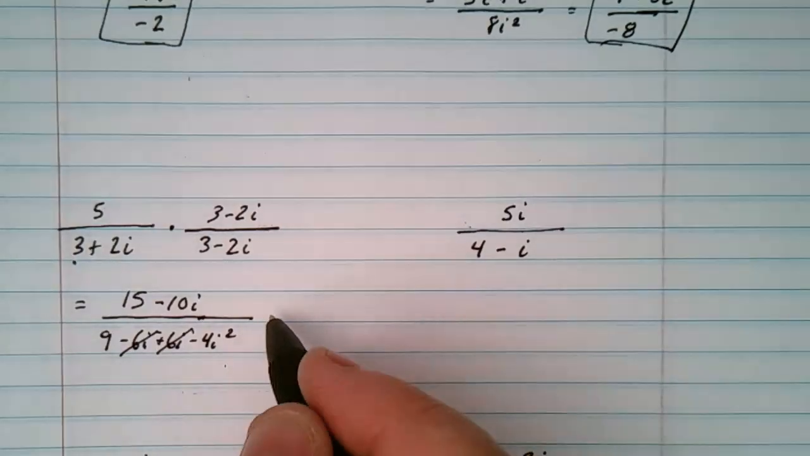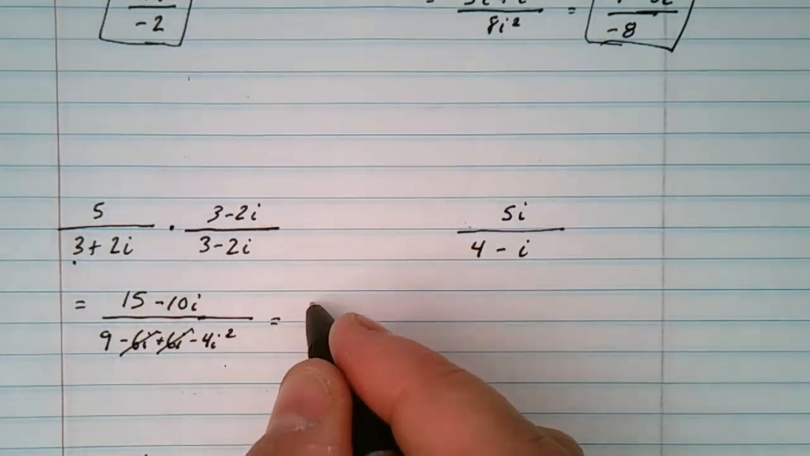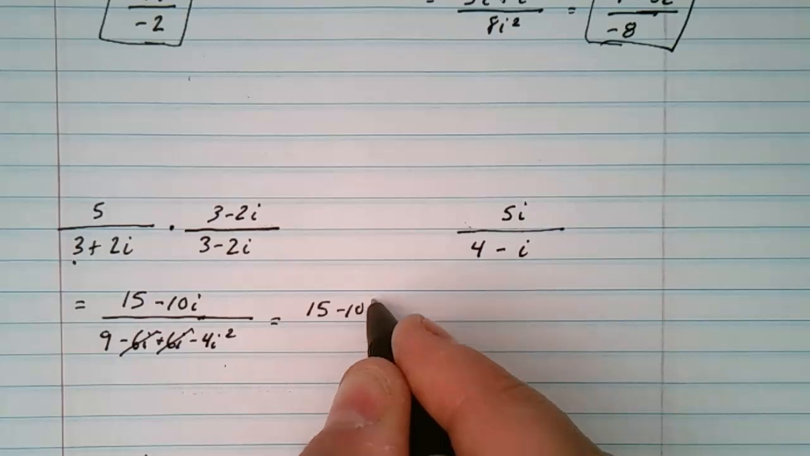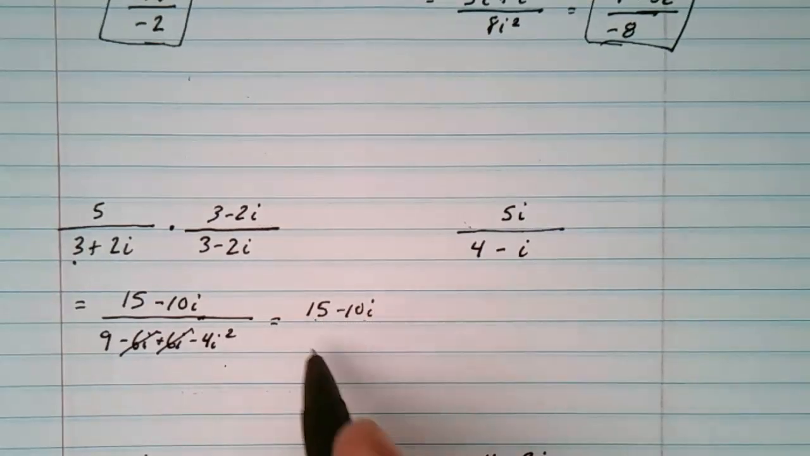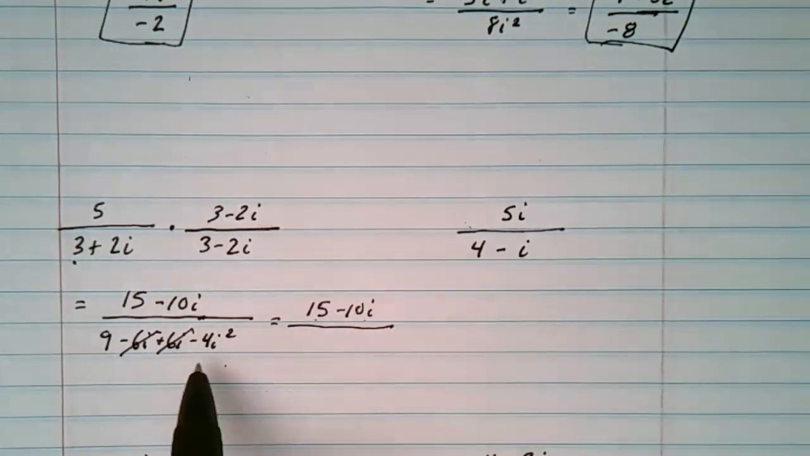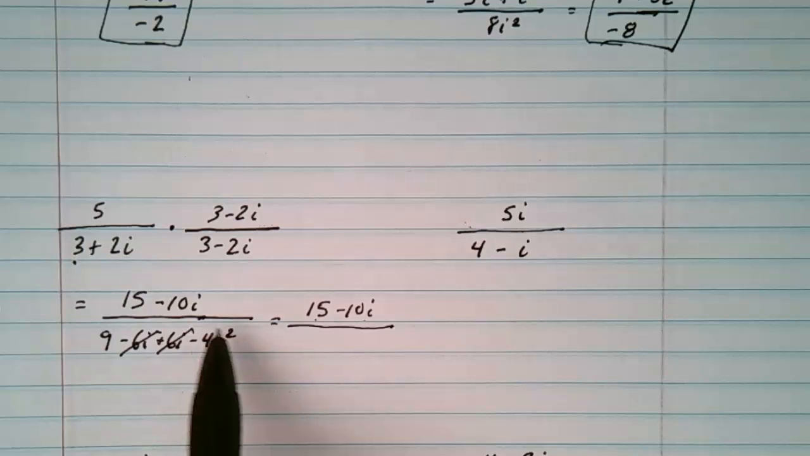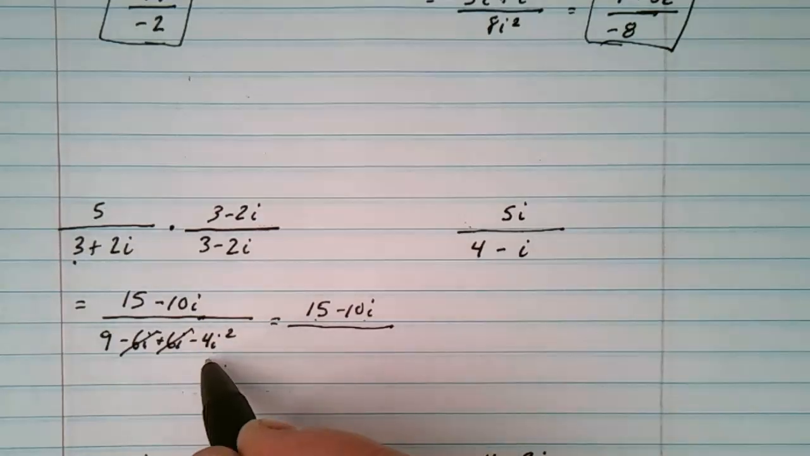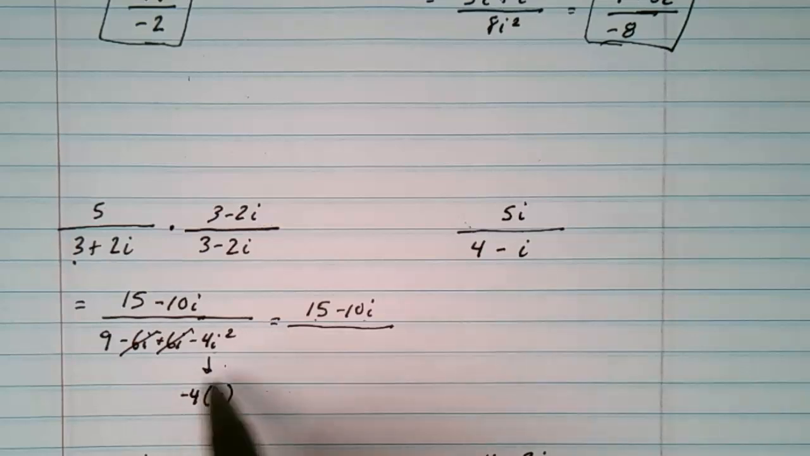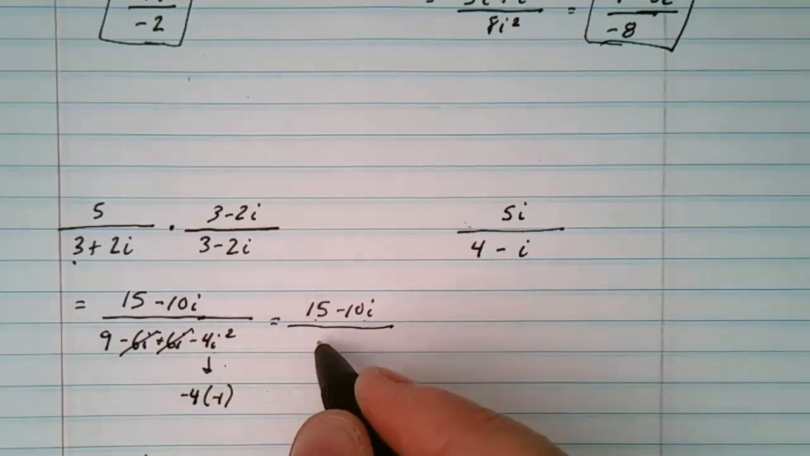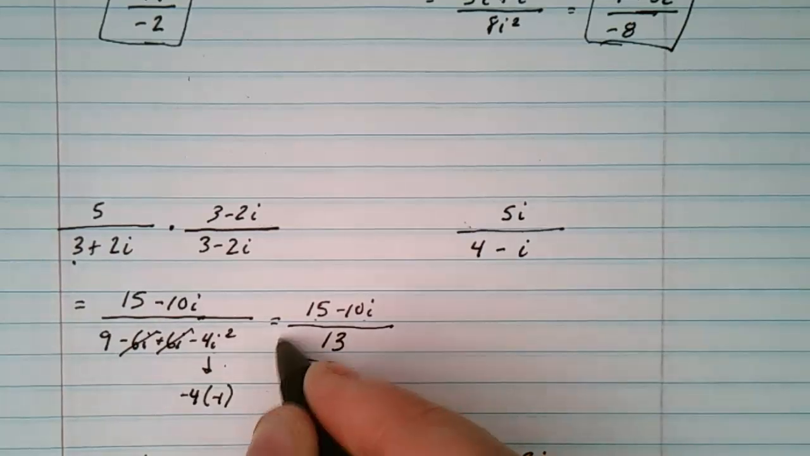So then we need to simplify. The top doesn't simplify because you've got 15 minus 10i. And that's a real number, that's an imaginary number, that's all there is to it. But here you have a power of i greater than 1. So i squared is -1. So what you actually have here is you have -4 times -1, which gives you +4. So in the denominator you have 9 plus 4, which is 13.